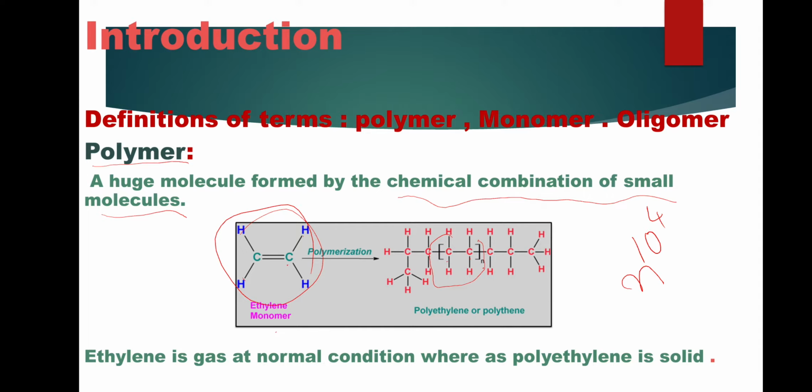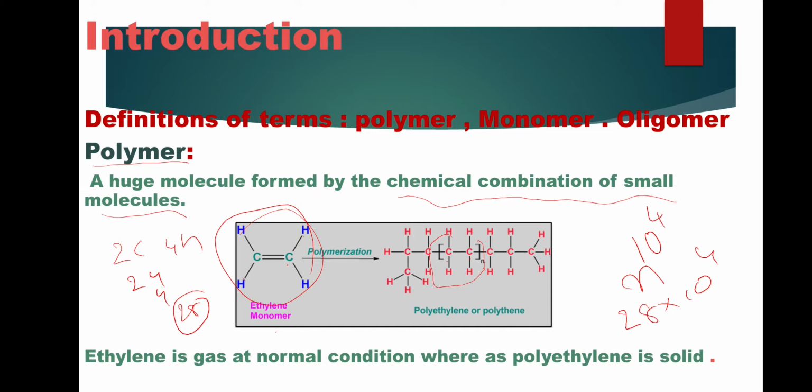So see the molecular weight. This is 2 carbon and 4 hydrogen. So how much will it come? 24 plus 4, 28. But this will be 28 into 10 to the power 4, which means 280,000. So molecular weight is very big. You can imagine how big the molecule is. That type of huge molecule made from small molecules is what is known as polymer.